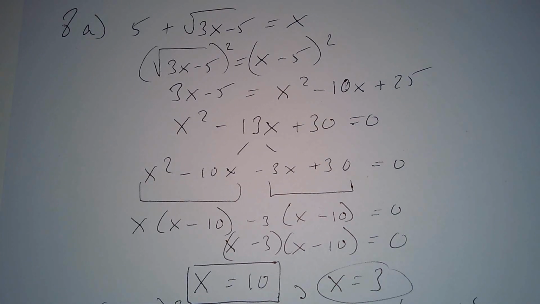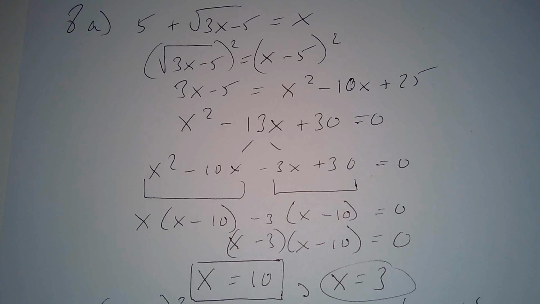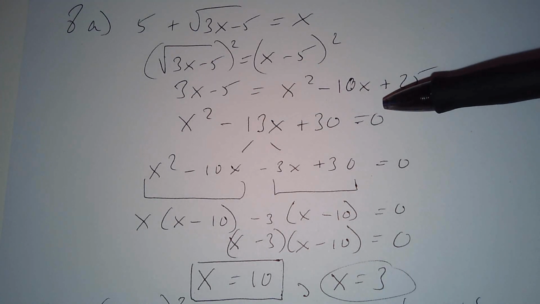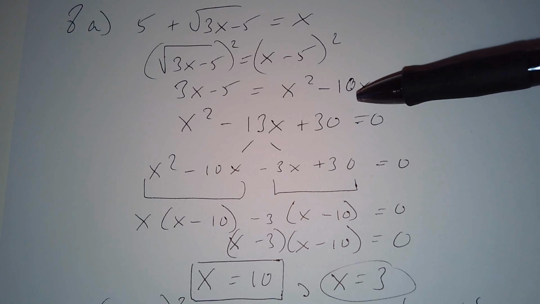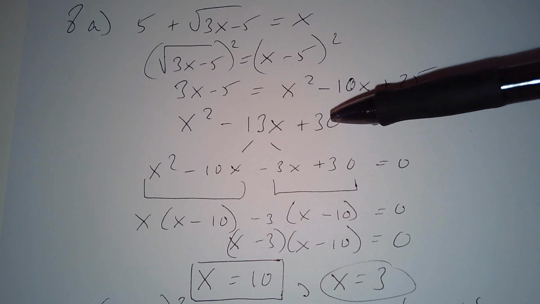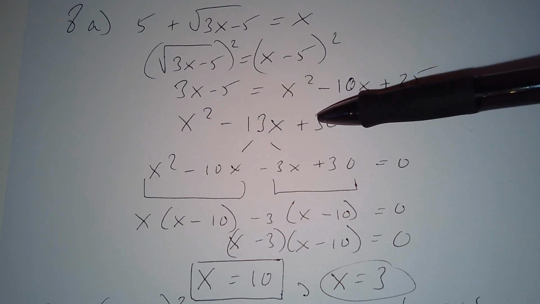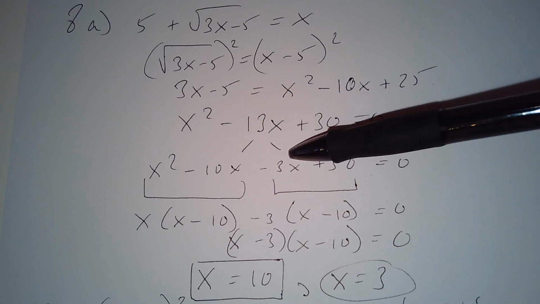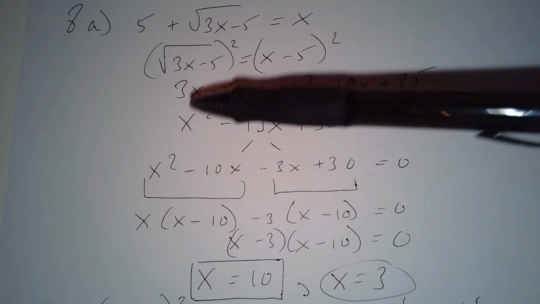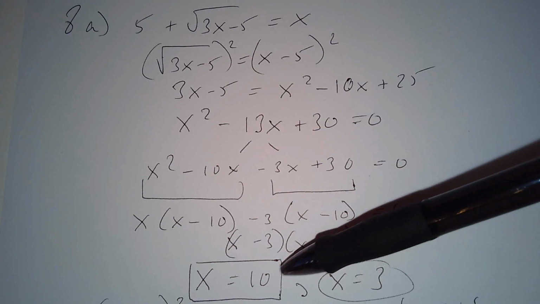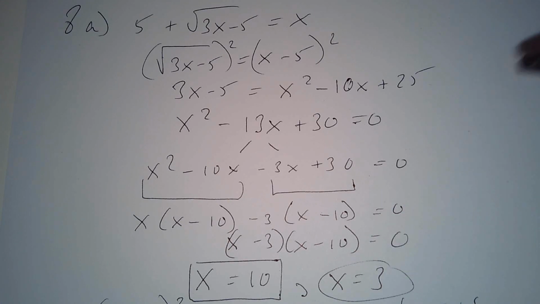Okay, 8a, so same thing here. So now we end up with a quadratic. So just to recall with the quadratic, we want to factor this. So we want two numbers that add up to minus 13 and multiply to 30. So that'll be -10 and -3. And so you work that out to x minus 3, x minus 10. So you get two answers here, 10 and 3.